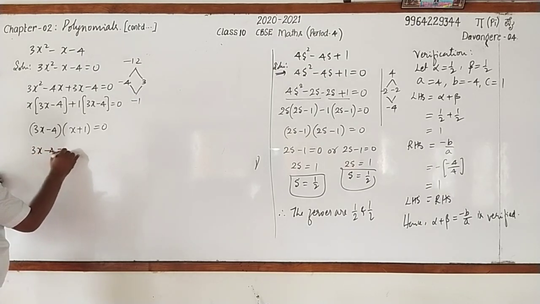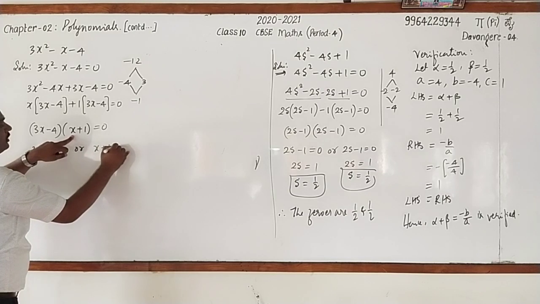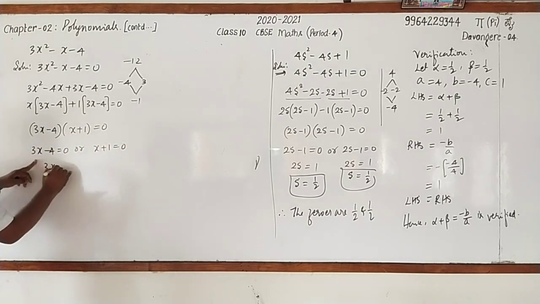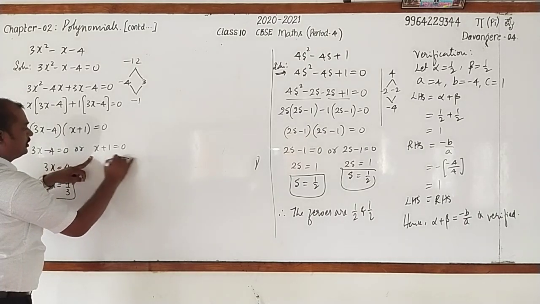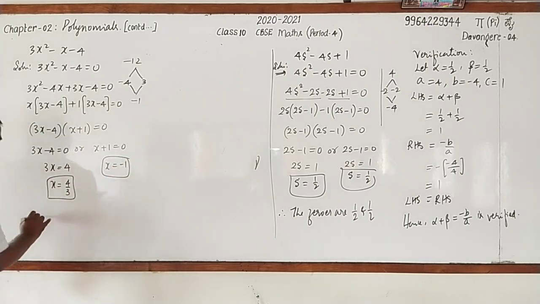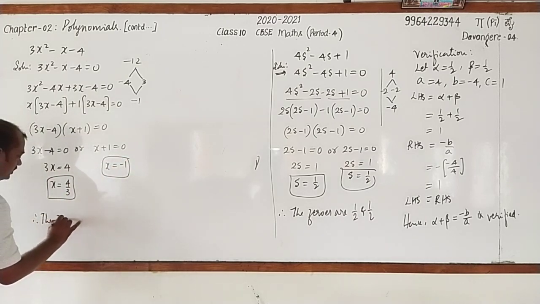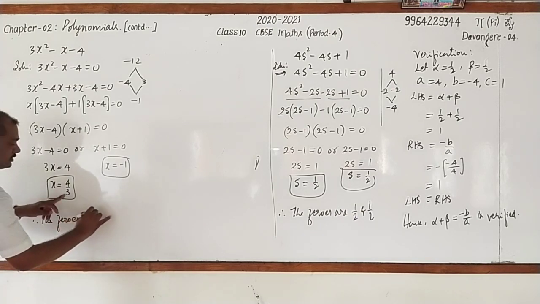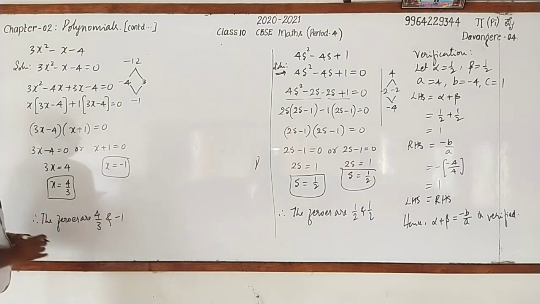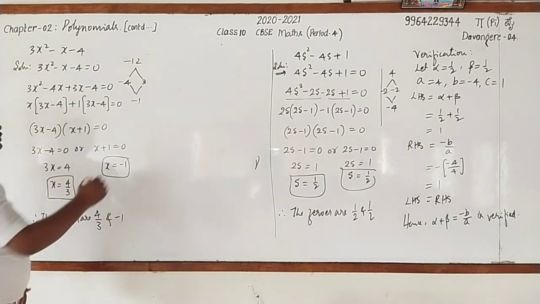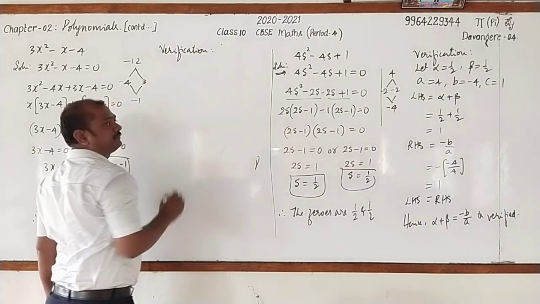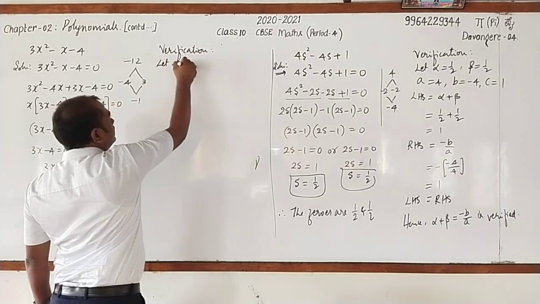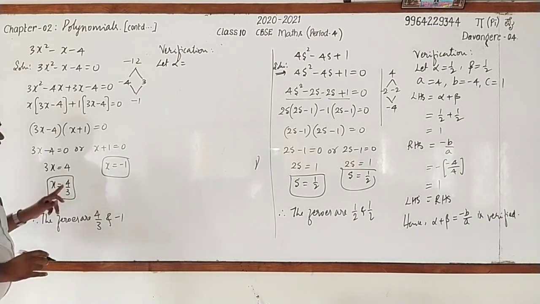Equate 3x minus 4 to 0 or x plus 1 to 0. Then here 3x equal to 4, x equal to 4 by 3. Hope that you have got the same. Then this is x equal to minus 1. Now therefore we can write the zeros are, what are the zeros? 4 by 3 and minus 1. We have to verify the relationship between zeros and coefficients. Then zeros are 4 by 3 and minus 1.